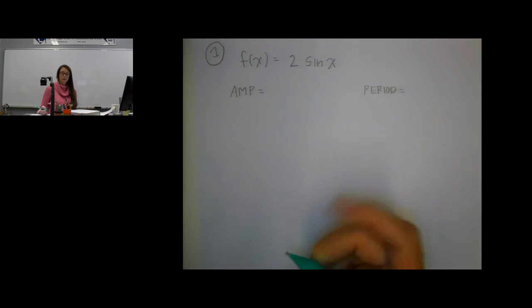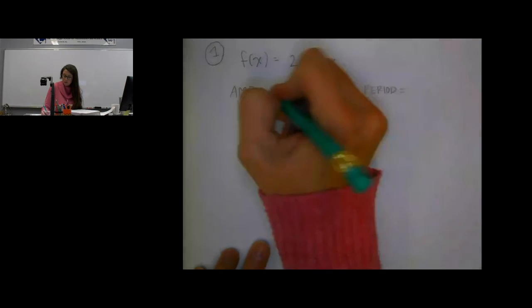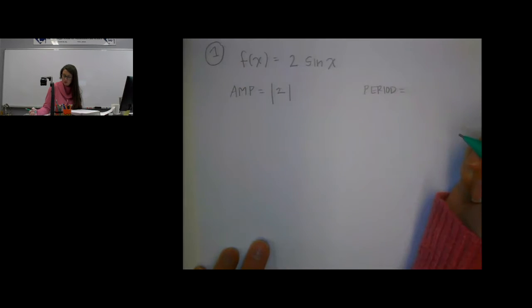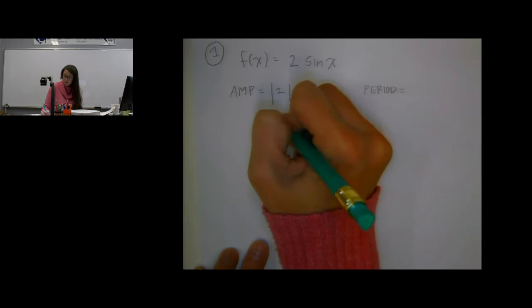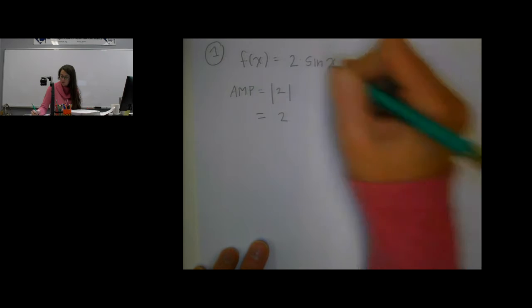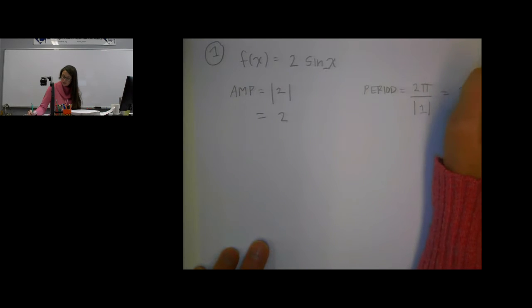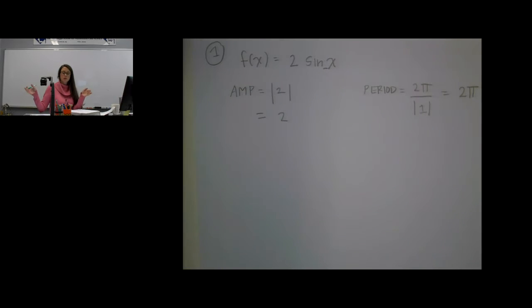Okay, so I want you to find, this is what we did yesterday, your amplitude and your period. So the amplitude is going to be the absolute value of 2, so it's just going to be a 2. And your period is going to be 2 pi over the absolute value of b, but the absolute value of b here is just a 1. So your period is going to be 2 pi. So there's no horizontal stretch of any kind, because it's not going to stretch the period, but it is going to stretch your amplitude. So it's going to stretch vertically.